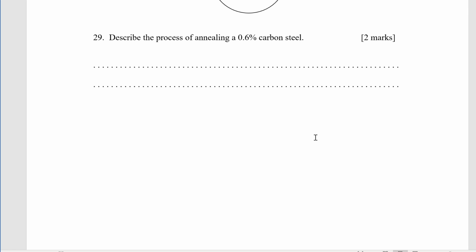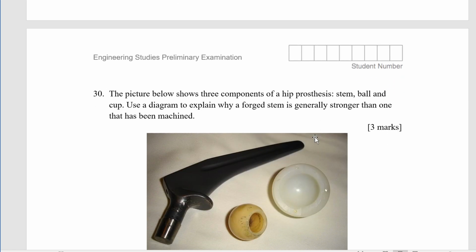Okay. Describe the process of annealing 0.6% carbon steel. Heat to red hot, then cool in a furnace. That's a pretty quick answer. A better answer would be heat until you have 100% gamma steel, or heat until full austenite, then cool slowly in a furnace. Yep, that's what they're looking for. That's an easy 2 marks, I think.